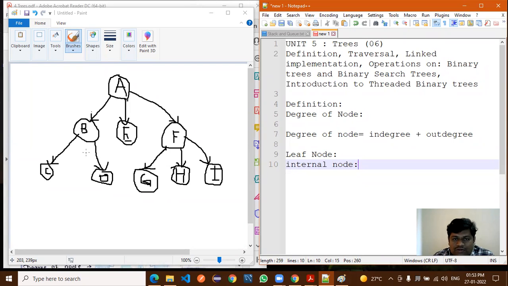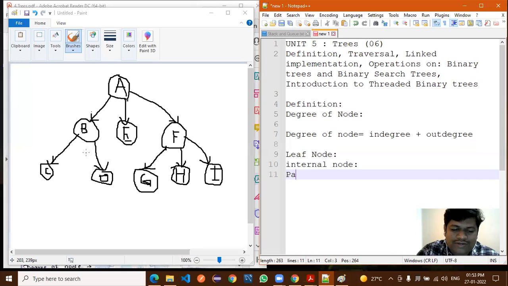Three, sir. Three nodes. Which ones? B, E, F. Is E an internal node? No, sir. B and F. How many are there here? Only two internal nodes. Two. Right.